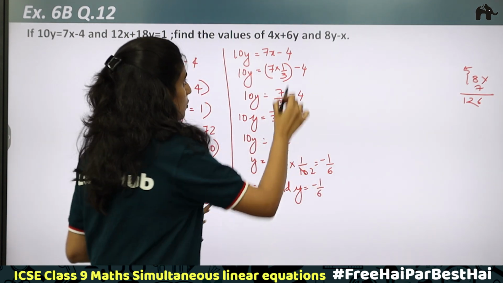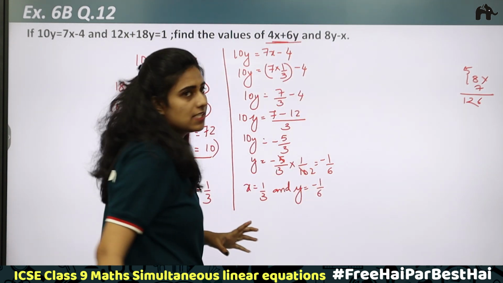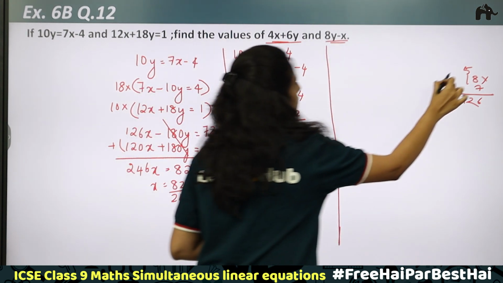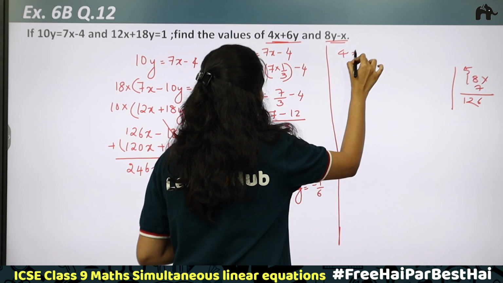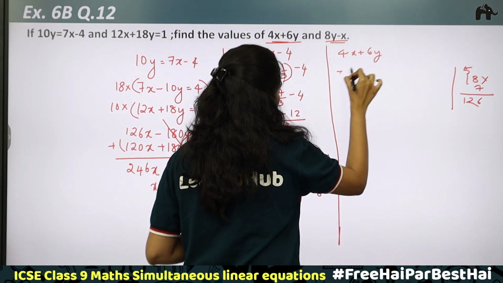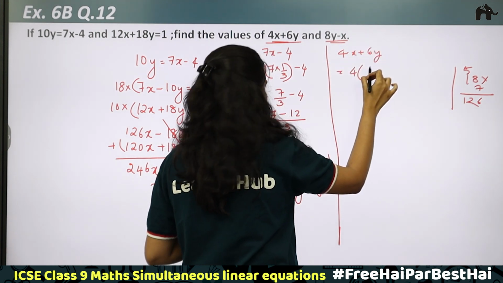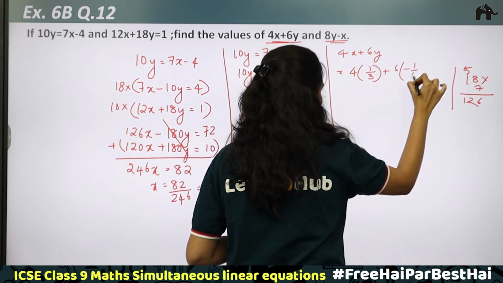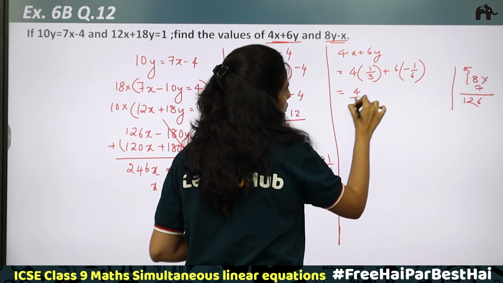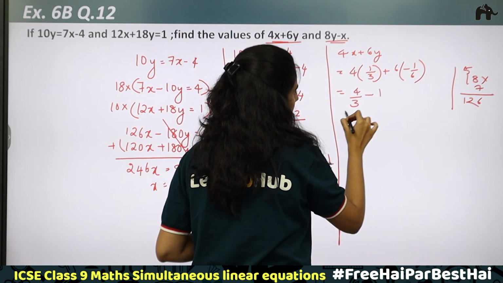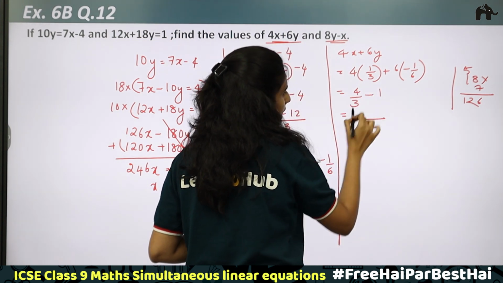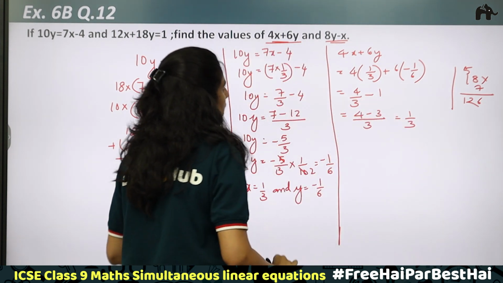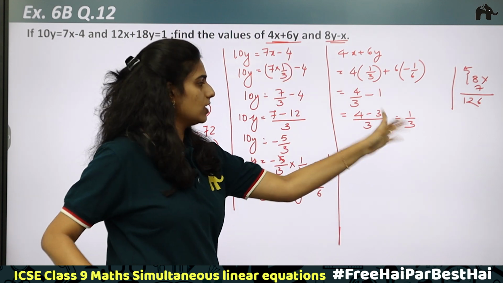Now we have to find the values of 4x plus 6y and 8y minus x. First, let's find what is 4x plus 6y. Substitute the values of x and y. 4 into 1 by 3 plus 6 into minus 1 by 6, which is equal to 4 by 3 minus 1, that is 3 in the denominator. 4 minus 3 equal to 1 by 3. 4x plus 6y is equal to 1 by 3.